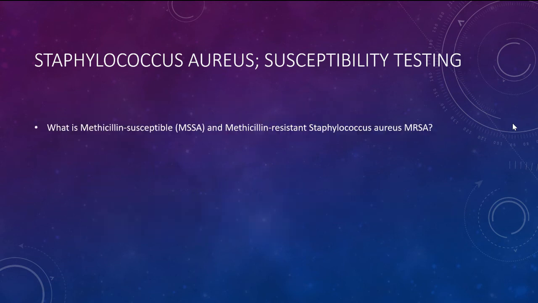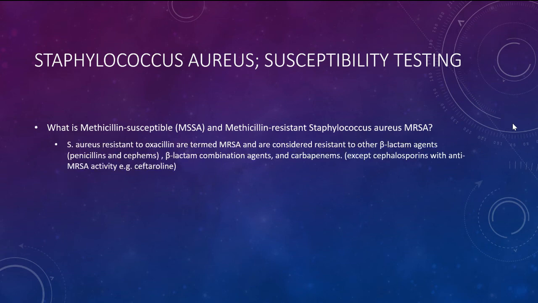So the methicillin susceptible and methicillin resistant Staph aureus are actually those Staph aureus which are either susceptible or resistant to oxacillin. So the Staph aureus which is resistant to oxacillin are termed methicillin resistant Staph aureus and are considered resistant to other beta-lactam agents, beta-lactam combination agents, and carbapenems.